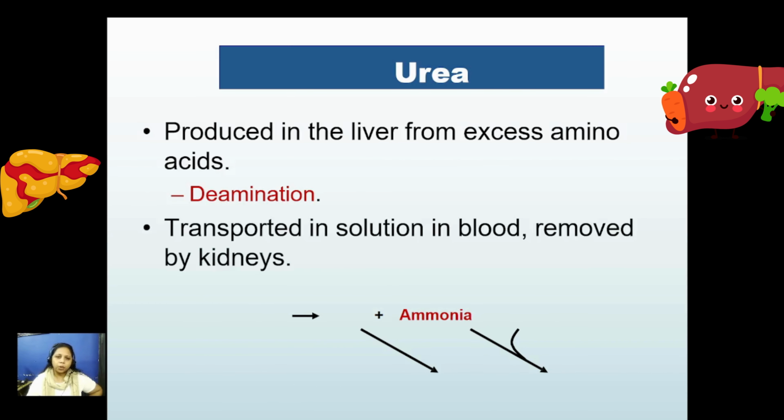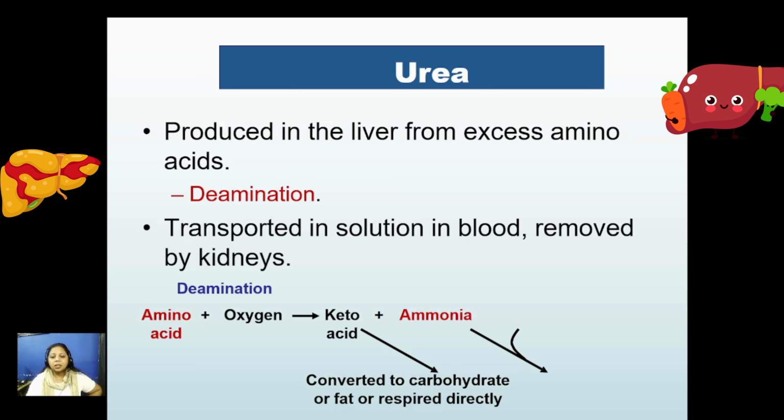Now urea is produced in the liver from excess amino acids, and deamination is the process that does this. So what is deamination? In deamination, the amino acid with the help of oxygen is converted into a keto acid and ammonia. The keto acids are converted to carbohydrates or fats. We'll discuss later how. And then the ammonia and carbon dioxide enter into the ornithine cycle. So we are going to learn this ornithine cycle that produces urea and water in detail.